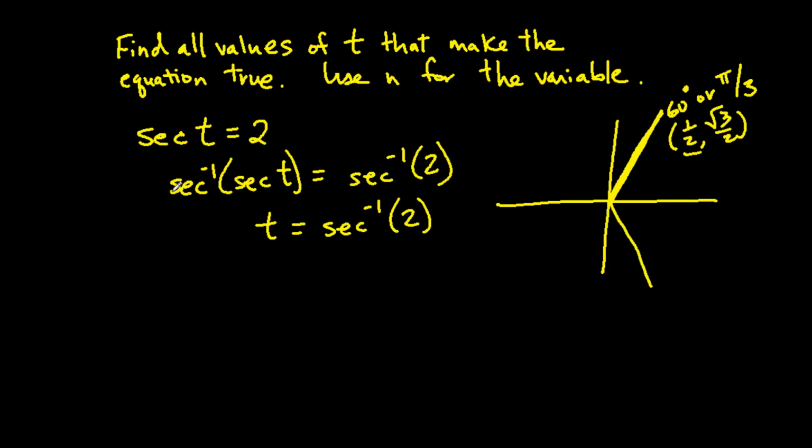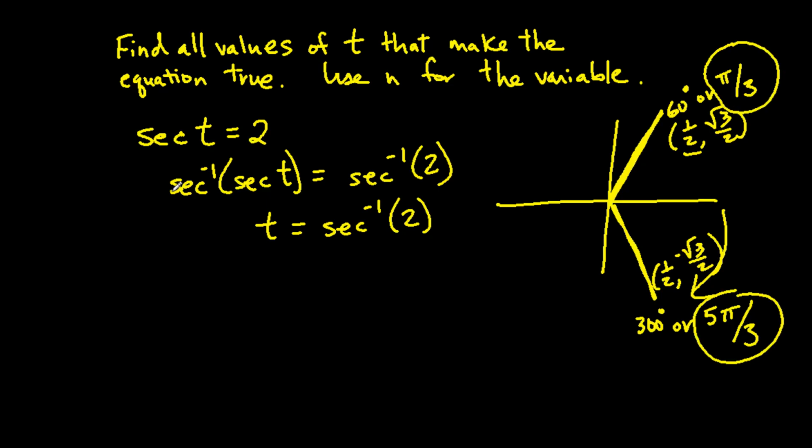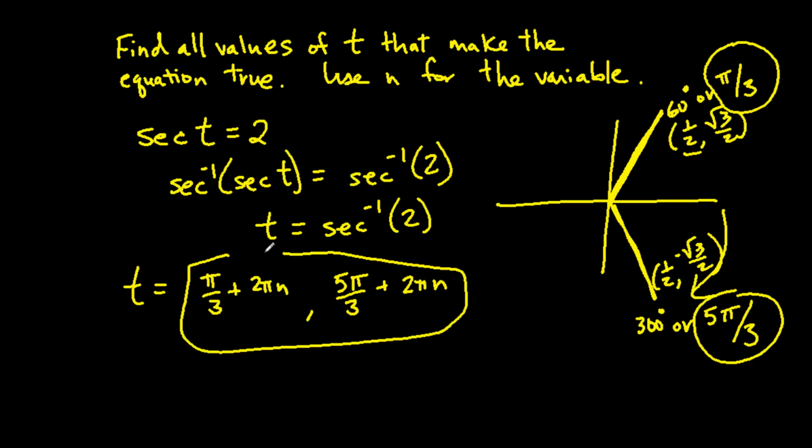Are there any other values on the unit circle for which we have a cosine value of a half? And there would be one down here, meaning it would be at 300 degrees or 5 pi divided by 3. So this would also be cosine of a half. Its y-coordinate would be a negative though. We have found the two values for which cosine is a half, meaning the secant is 2. Pi over 3 and 5 pi over 3 plus 2 pi n, where n is the number of rotations, positive or negative, around the unit circle.